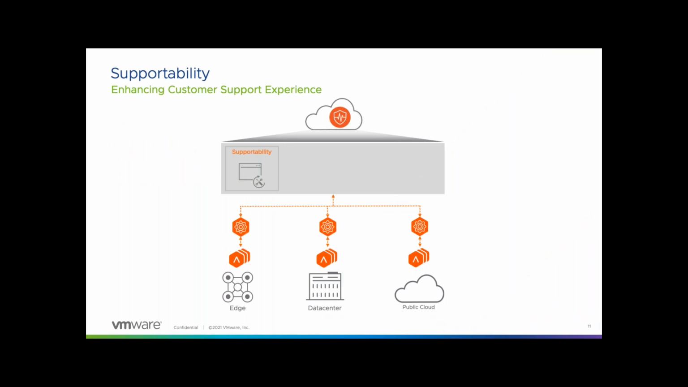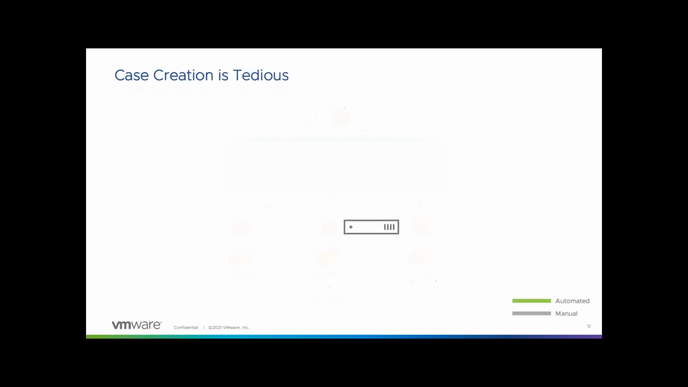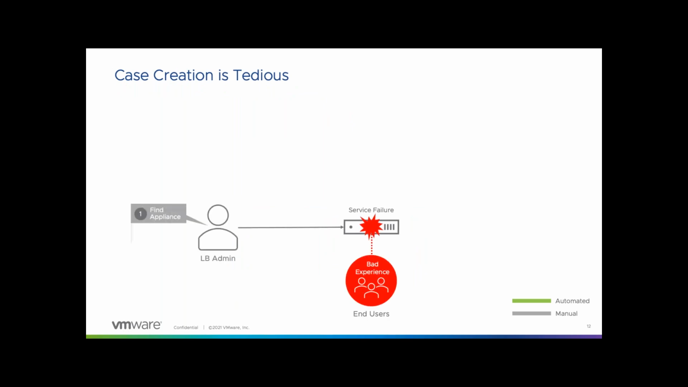Now, as mentioned, supportability is immensely important. Monitoring applications, monitoring the health of infrastructure, recognizing when a failure happens, and then remediating the problem as soon as possible, as well as figuring out the root cause analysis of what happened so that it doesn't happen again, is incredibly important.